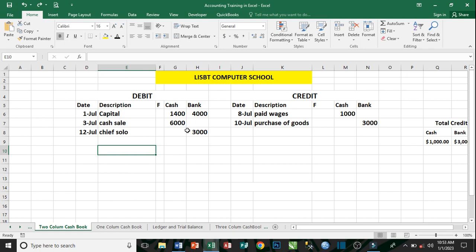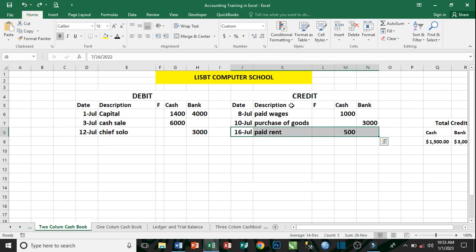So we have another one here. On July 16, we pay rent with cash. That means it has to be recorded. Rent is an expense, so you record it on the credit side of the book. So I will just paste it here. See, July 4th, pay the rent, $500 cash. That's why we pay. So now we come back to July 18.